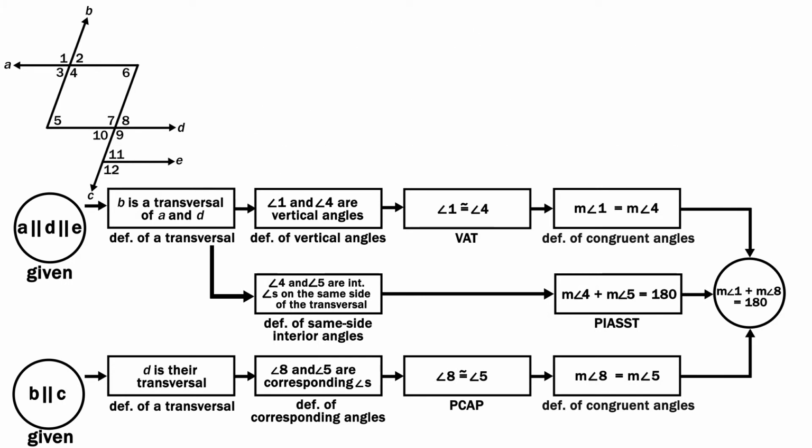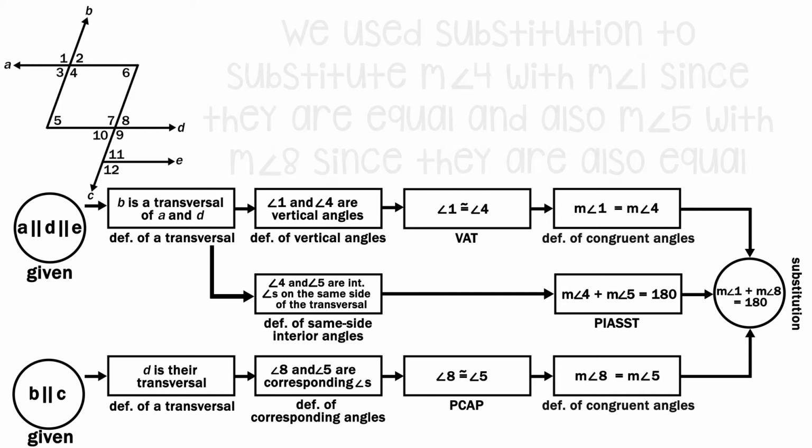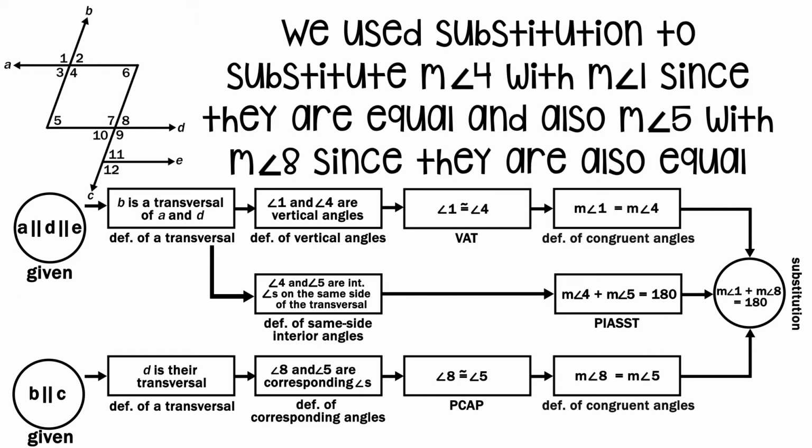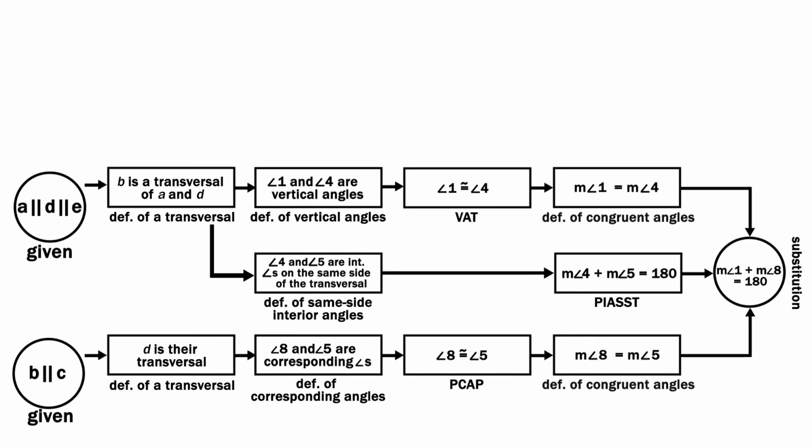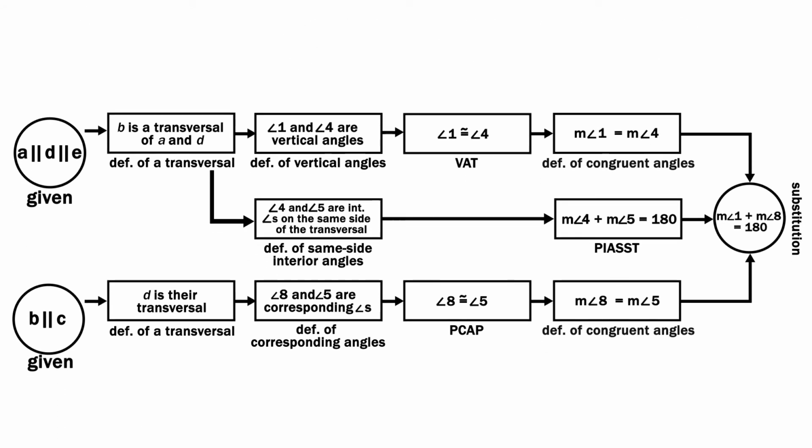The last step is using substitution to end up with the measure of angle 1 plus the measure of angle 8 is equal to 180. We use substitution to substitute the measure of angle 4 with the measure of angle 1 since they are congruent, and the measure of angle 5 substituted with the measure of angle 8 since they are also congruent. With this, we have attained our final statement, which is the measure of angle 1 plus the measure of angle 8 equals 180.